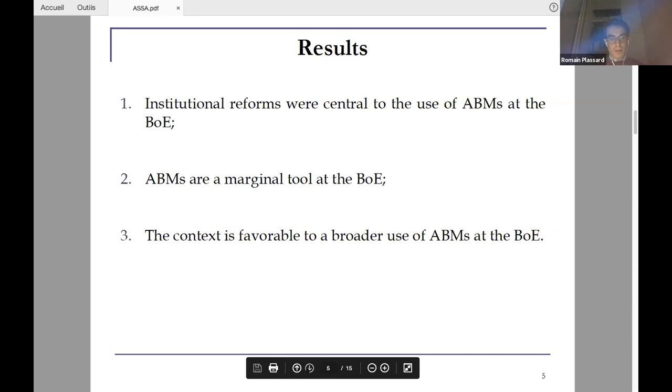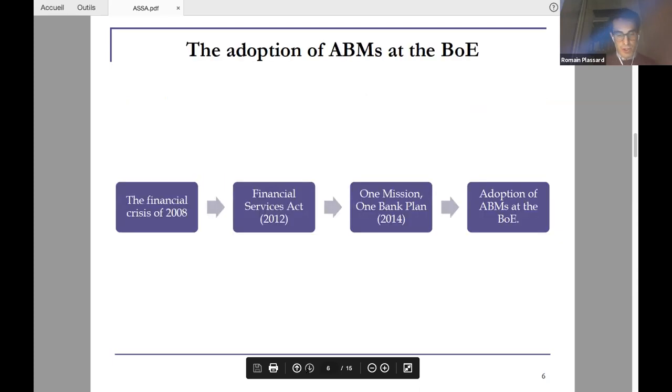The first result concerns the process of adoption of agent-based models. These diagrams give you an overview of what I show in my article. What I show is that there is a causal link between the 2008 crisis and the development of agent-based models. I also show, and this is important, that the causal link involved two institutional reforms: the Financial Services Act, which gave the responsibility for financial stability policy to the Bank of England, and the One Mission, One Bank plan, which basically changed how the Bank of England performed its mission.